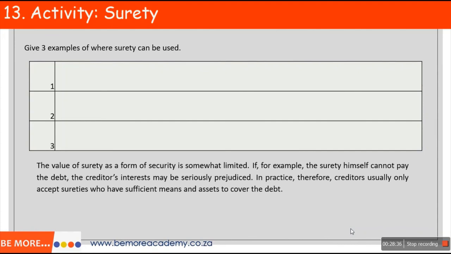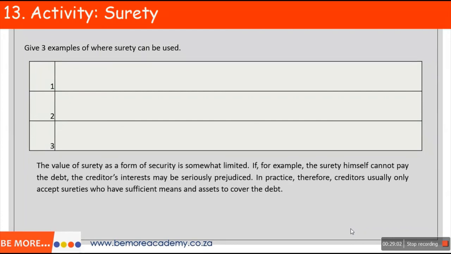Surety. When do you sign surety? With the bank, when you're trying to sign for a loan. Your dad wants to purchase a property, but now his income is, let's guess, 20,000 rand, and he doesn't qualify to purchase that property.